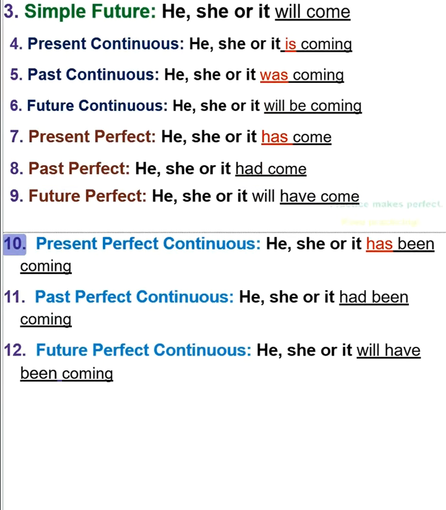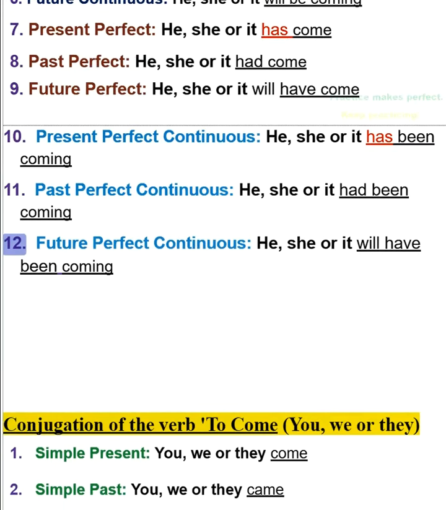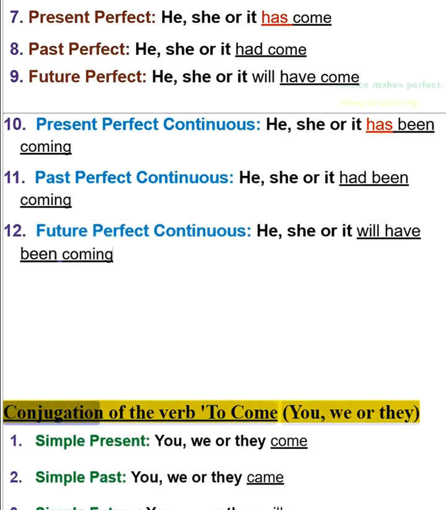10. Present perfect continuous, he, she or it has been coming. 11. Past perfect continuous, he, she or it had been coming. 12. Future perfect continuous, he, she or it will have been coming.